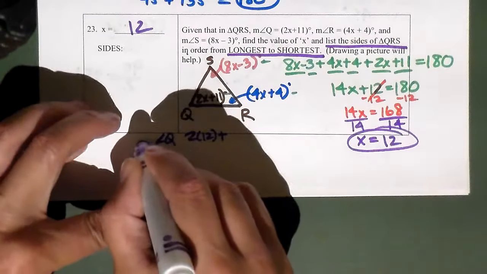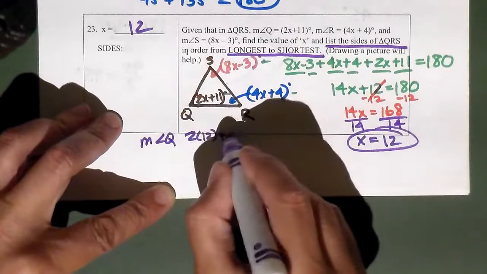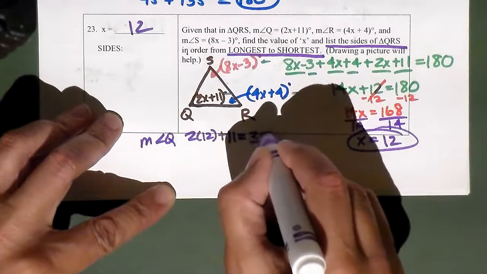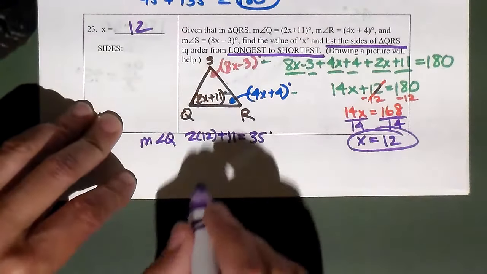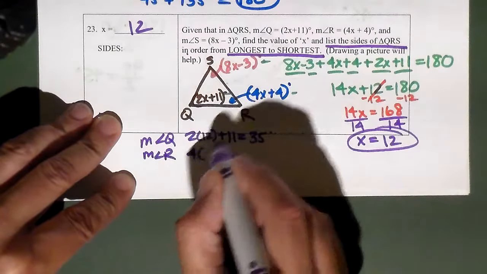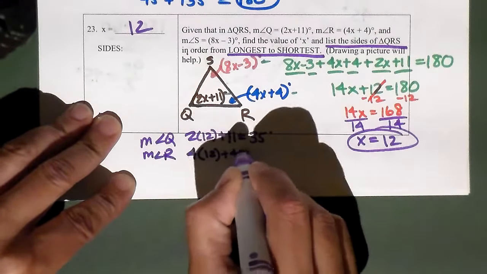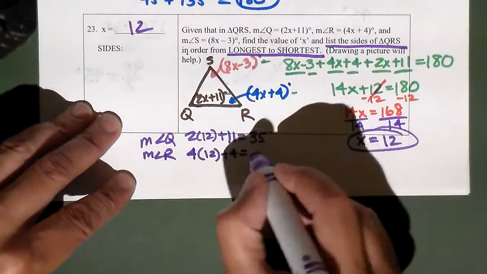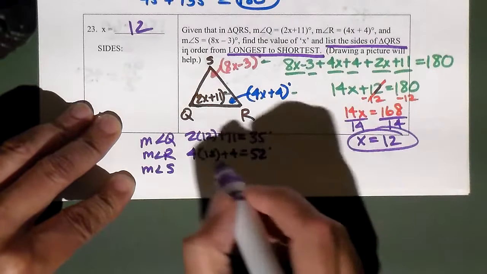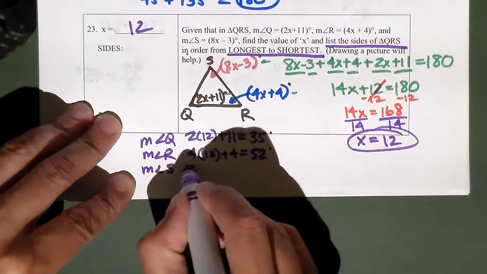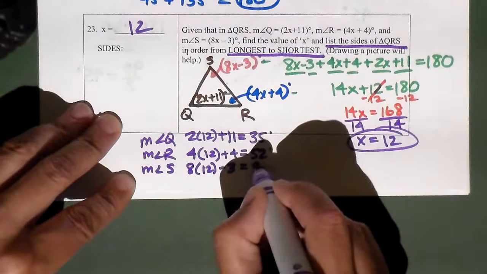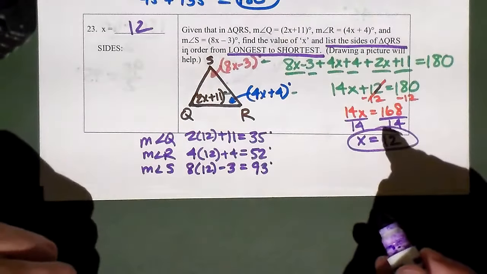So I've got 2 times 12. This is the measure of angle Q. I've got 2 times 12 plus 11. So that's 24 plus 11, which is 35. So Q is 35. Let's do the measure of angle R. Measure of angle R is 4x plus 4. 4 times 12 is 48, plus 4 is 52 degrees. And let's do the measure of angle S. Measure of angle S is 8x minus 3, so I have 8 times 12 minus 3. So I've got 96 minus 3, which is 93 degrees.